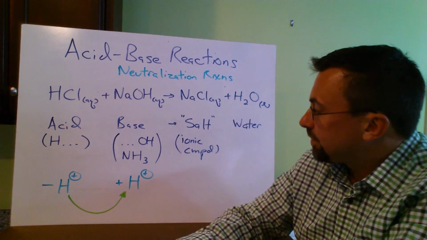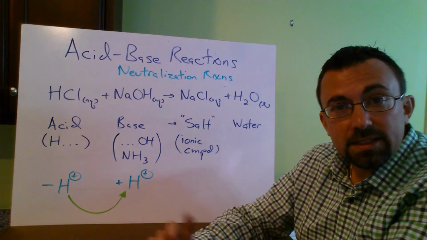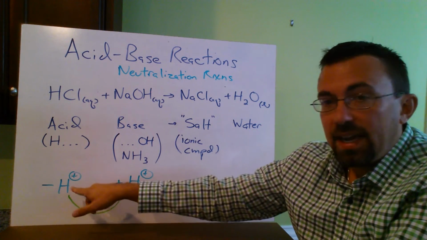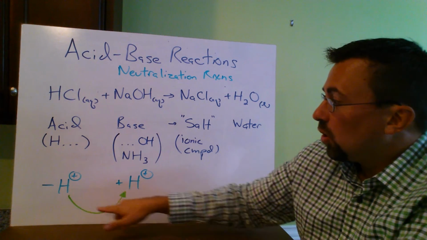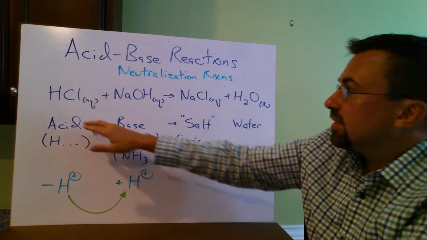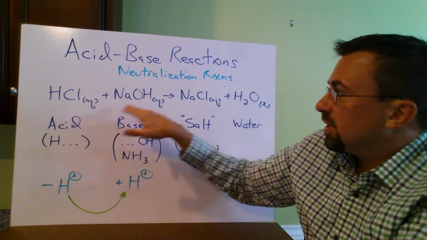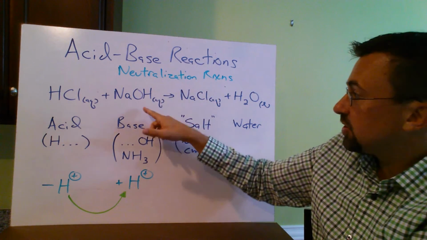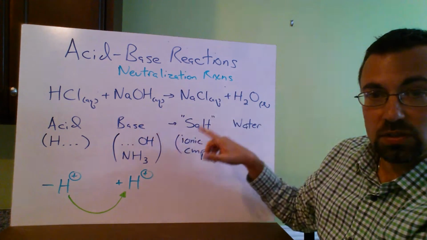What really makes it an acid-base reaction is the transfer of one hydrogen cation from the acid over to the base. So if you look at this, HCl is losing an H+, the OH gains that H+, so HOH becomes H2O, and that's the water, and the rest of this is just floating in solution.